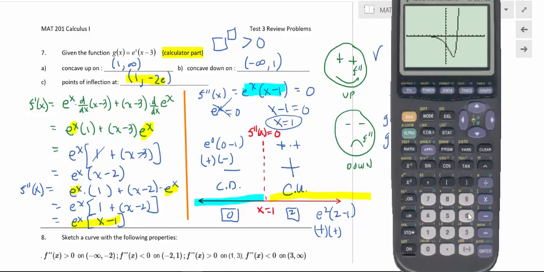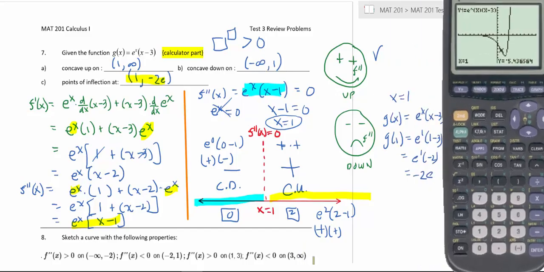Okay, so we're looking at the concavity. So you see the graph. And if you wanted to trace at your point of inflection, you have a point of inflection at x equals 1. So if you trace at 1, you can tell that the function looks concave down, then the rest of the way it's concave up. So you can use your calculator to assist with the checking aspect of that. Okay?